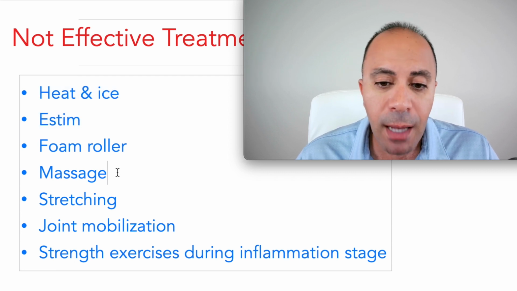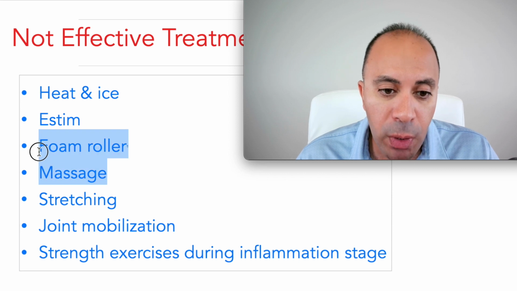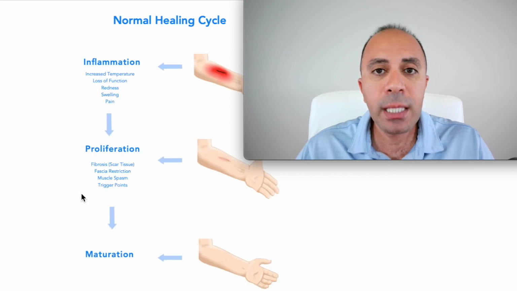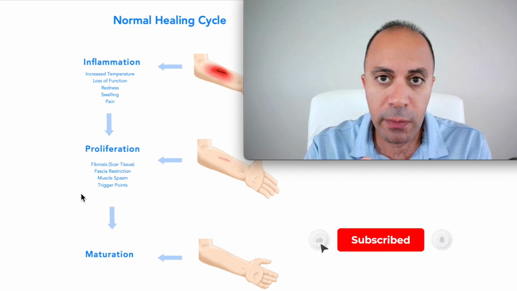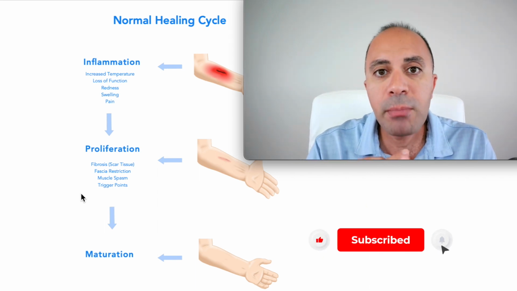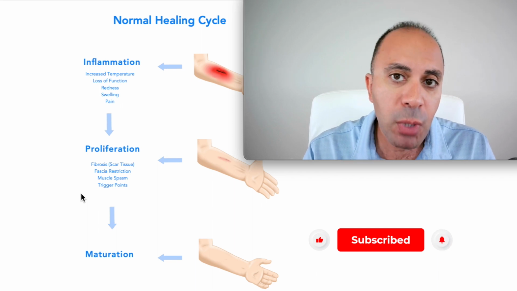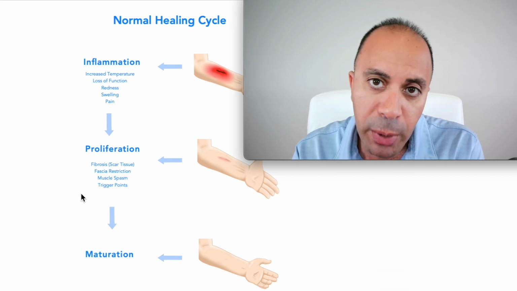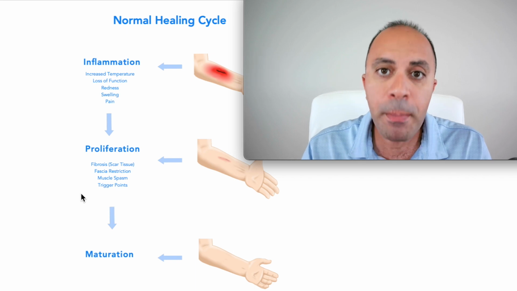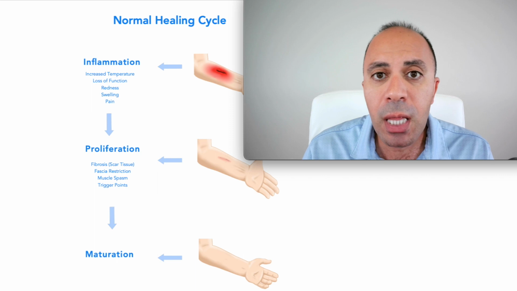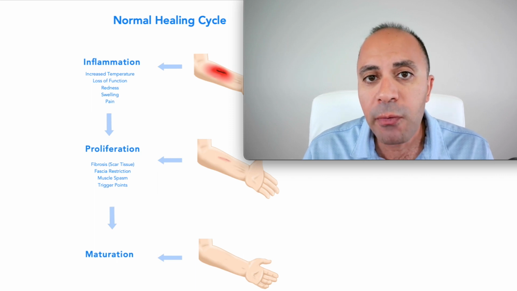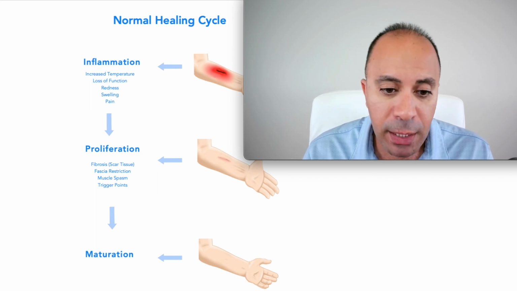The other thing that's commonly used is massage and foam roller. When you look at the healing cycle here, if you have an inflamed area and you keep rubbing it, that will cause more inflammation. Based on the studies, foam roller and massage either provide short-term pain reduction or no pain reduction. And when I go over the fascia system, it will make a lot of sense why massage and foam roller are not effective.